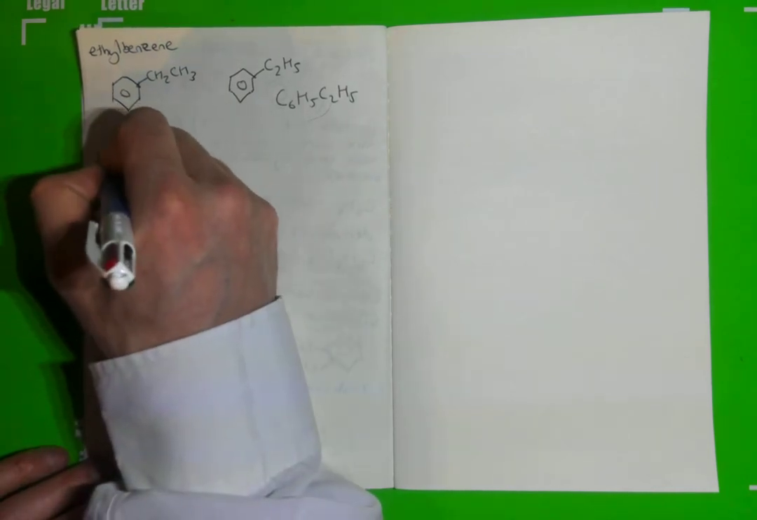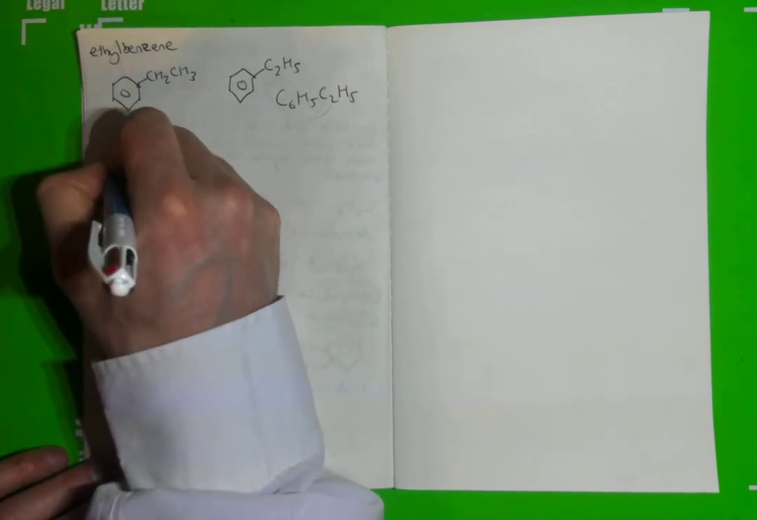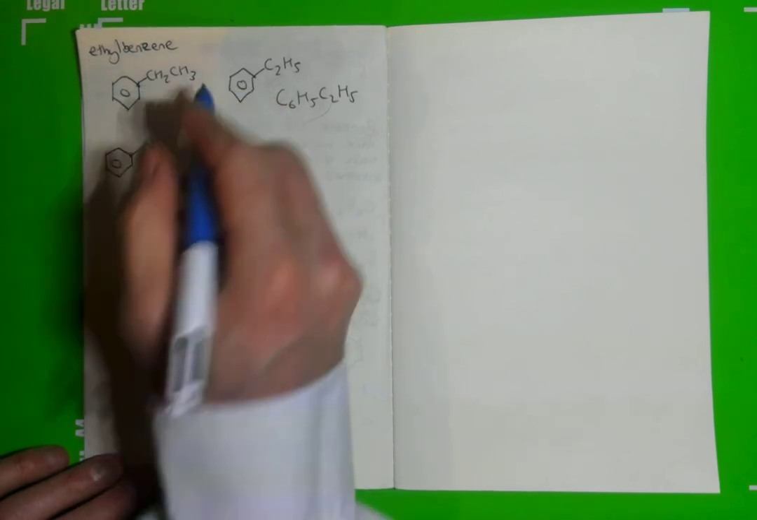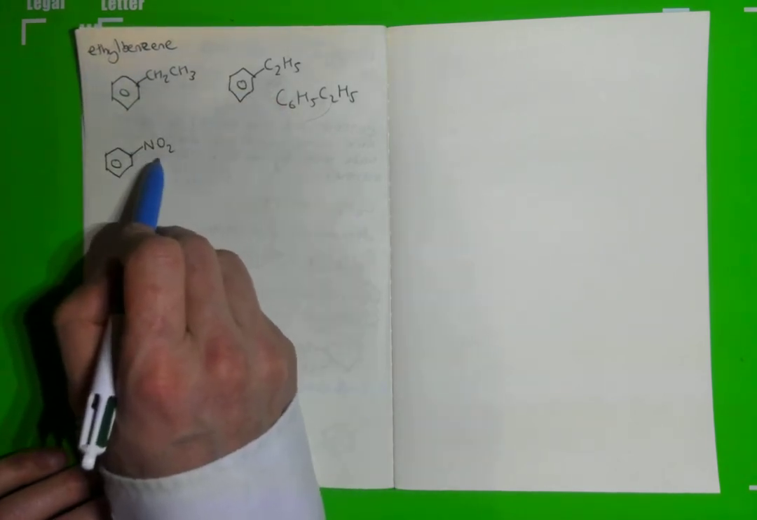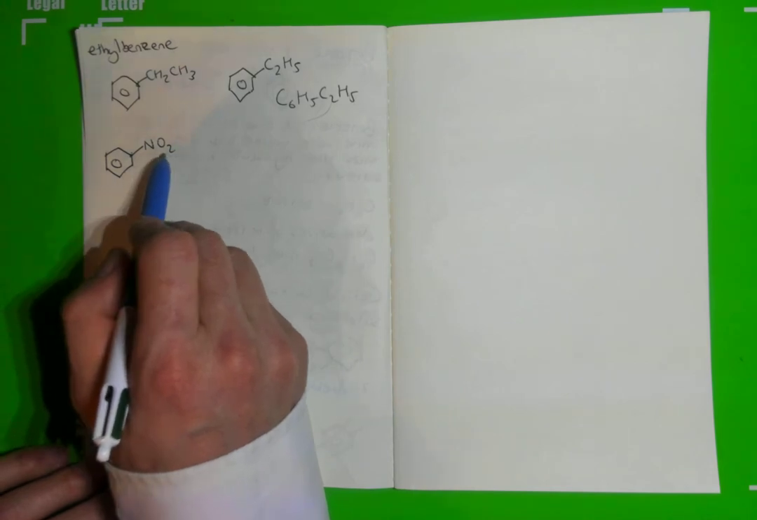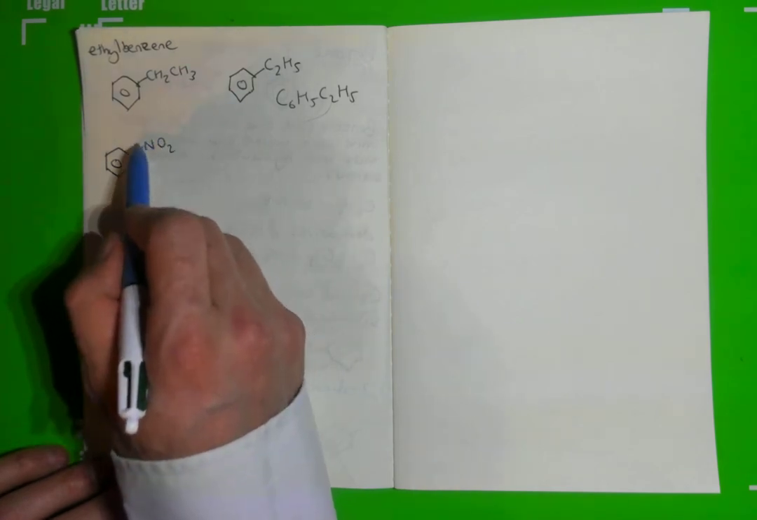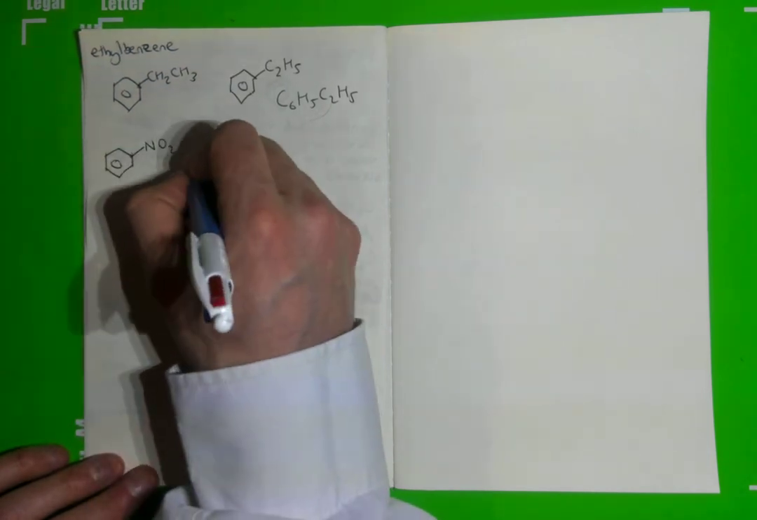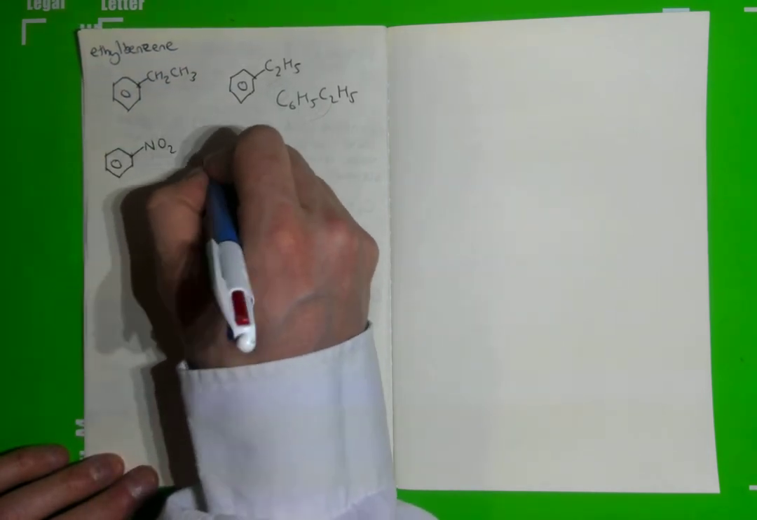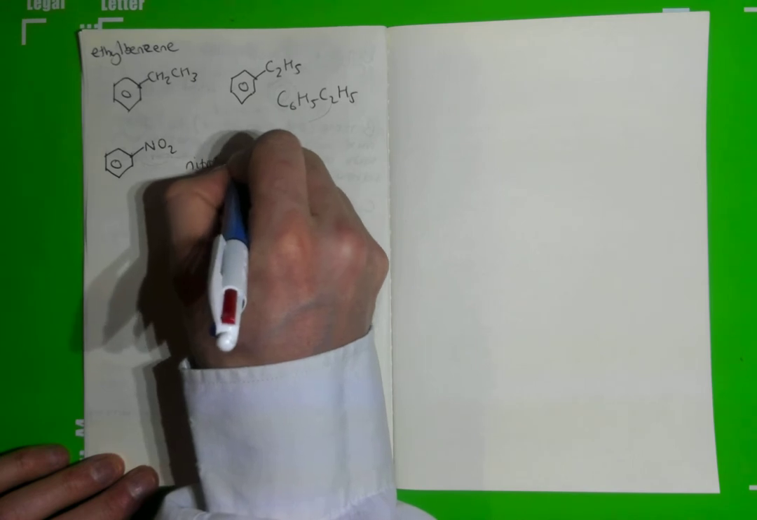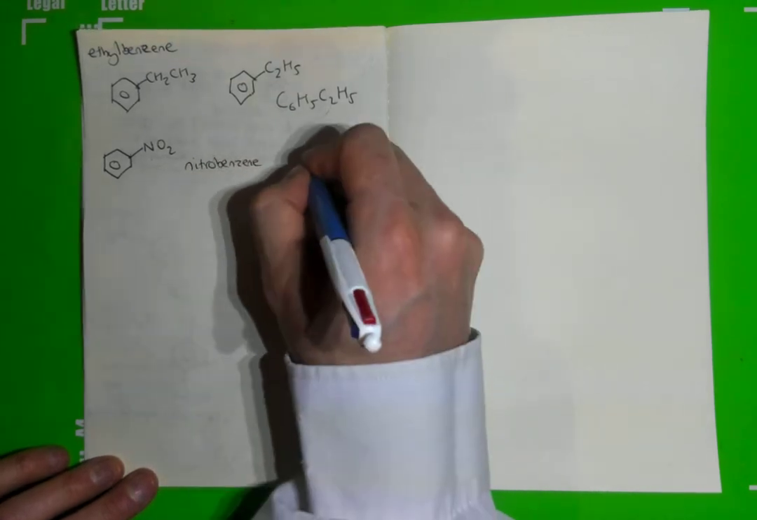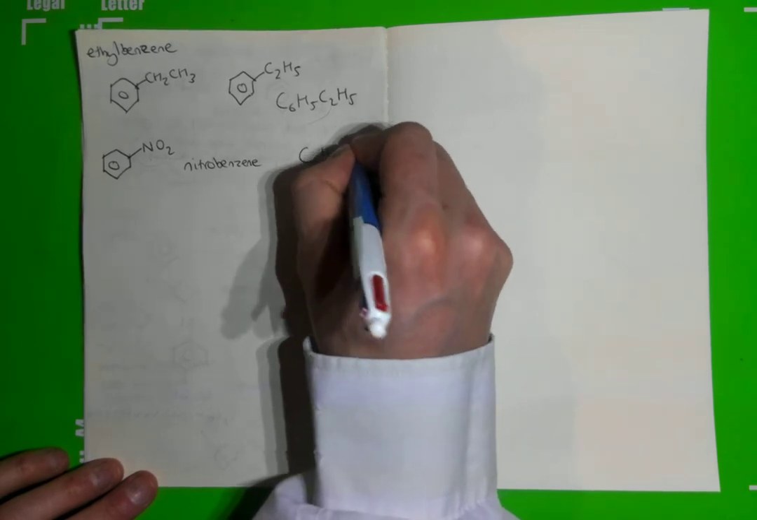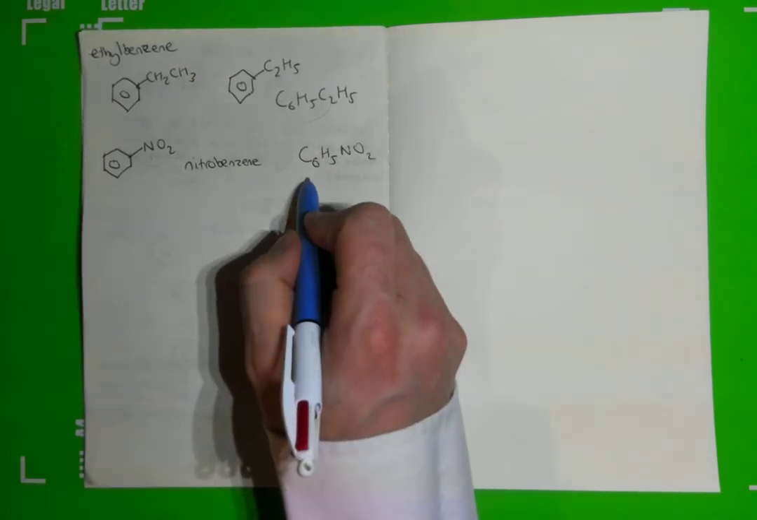Alternatively, we might be given the structure. So this is a new group here. This is an NO2 group, and an NO2 group is what we call a nitro group. So we call this nitrobenzene. C6H5NO2.